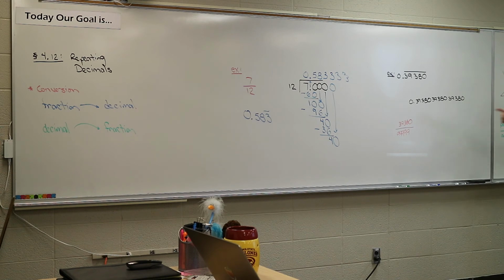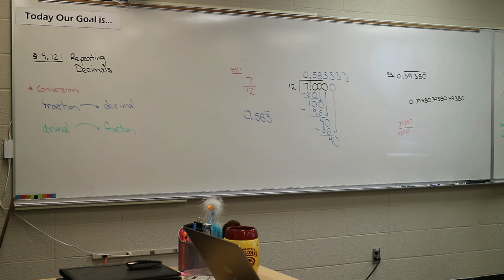Okay? So type in your calculator 39380 divided by 99999, 5 9s. Yeah, it's weird how it always works. You put 9s at the bottom, it repeats the exact number that you need.